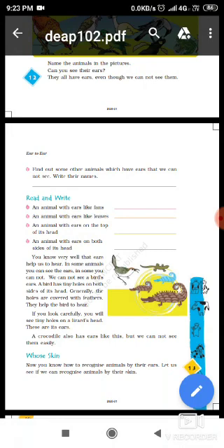Now you know how to recognize animals by their ears. Let us see if we can recognize animals by their skin.